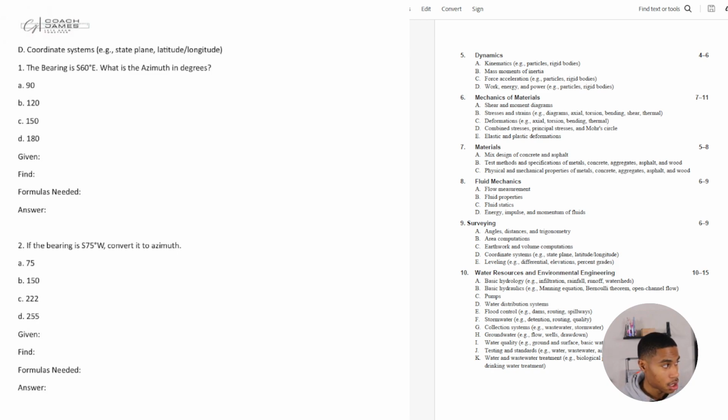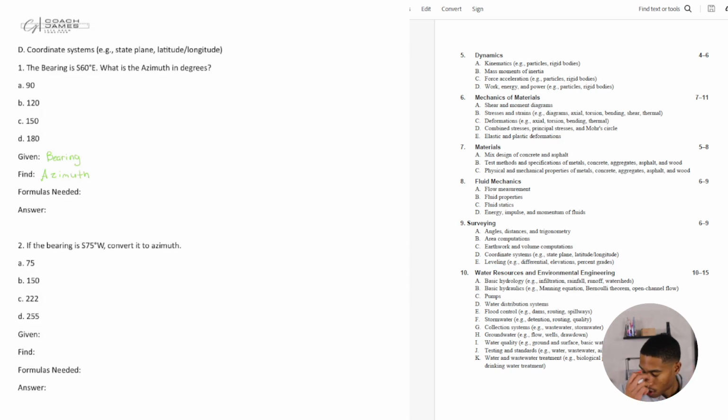So first practice problem says the bearing is south 60 degrees east. What is the azimuth in degrees? Let's first start out by writing out our given information. So we are given the bearing, right? And we are trying to find the azimuth.